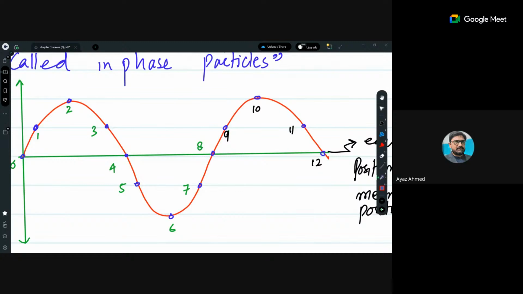So I was saying that particle number 1 and 3, although they are at the same position, particle number 1 has downward direction of motion and particle number 3 has upward. That's why they are not in phase particles. Rather, particle number 1 and particle number 9. Do you see? They are at the same position from equilibrium, that is, they have been displaced the same amount from equilibrium, as well as they have the same direction of motion. That is why I can simply say that these particles are called in phase particles.